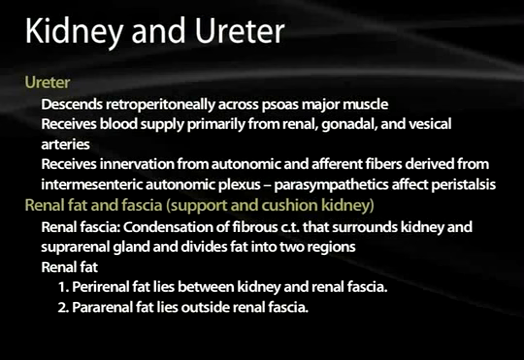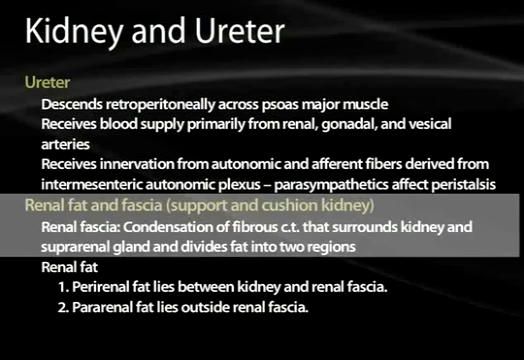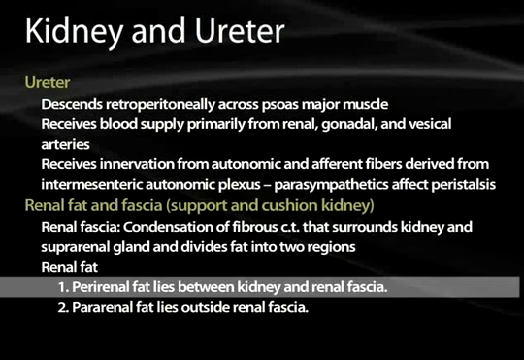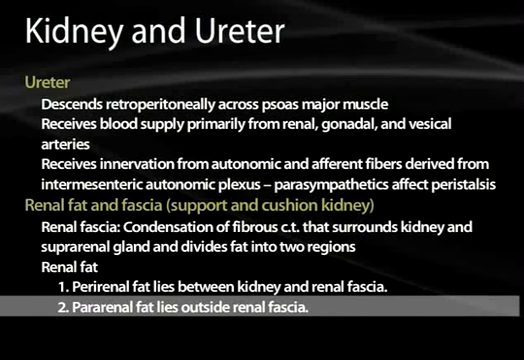The renal fat and fascias will support and cushion the kidney, and there's a couple different fascia. One is going to be the renal fascia, which is going to be connective tissue right around the kidney itself and the suprarenal gland, and then there'll be a layer that divides that in two fatty layers on either side of it. One is the perirenal fat, which lies between the kidney and the renal fascia, and the second is the pararenal fat, which lies outside the renal fascia.